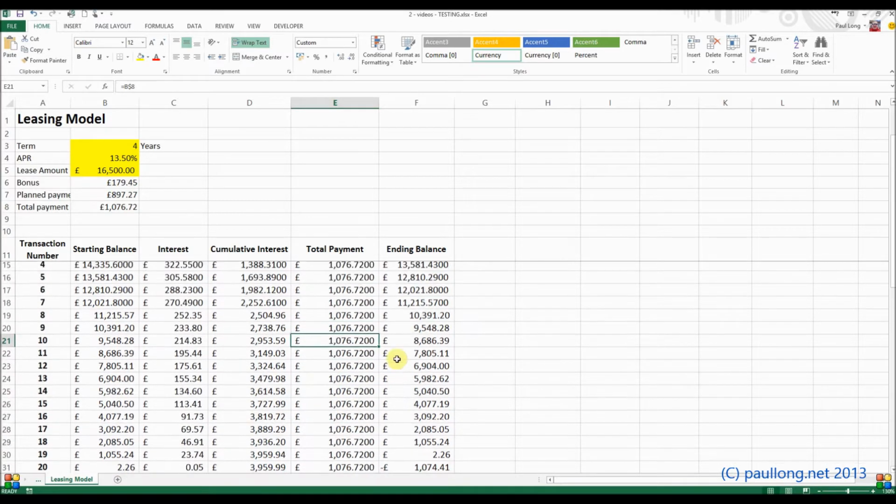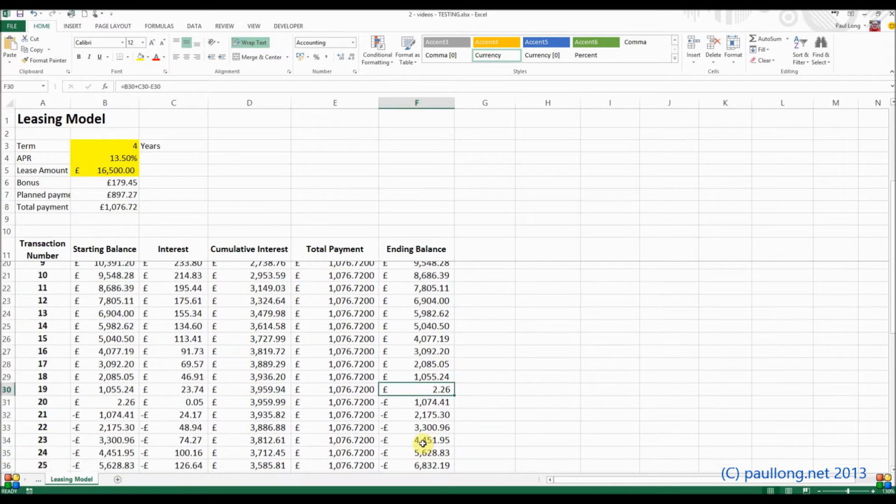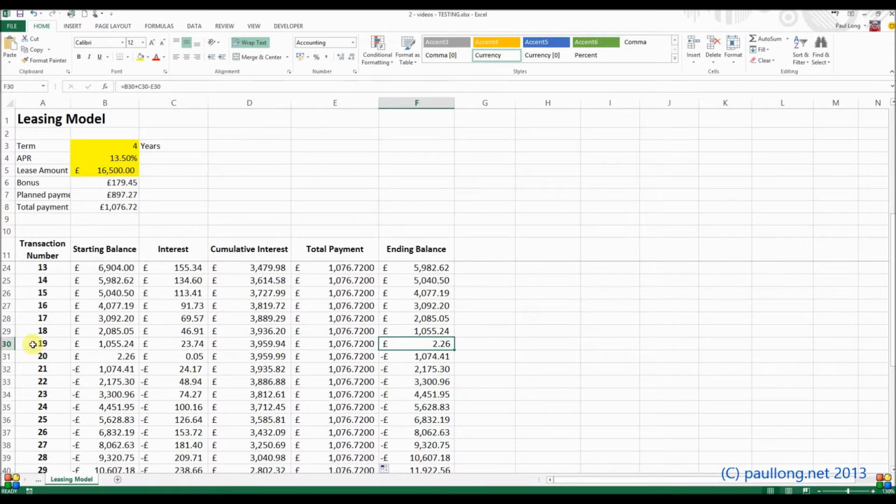Well, if we have a look, everything looks fine so far until we get down to here. And it's at this point, at payment number 20, where we suddenly go into a negative ending balance. And that's because there was only £2.26 plus an interest of 5p, so that's £2.31. There was only £2.31 left to pay. And yet we still paid the total payment of £1,076. Whereas as this was going to be our last payment, we only needed to pay £2.31. And if we'd paid £2.31, I'll just type it in for now, we'd have had an ending balance of zero.